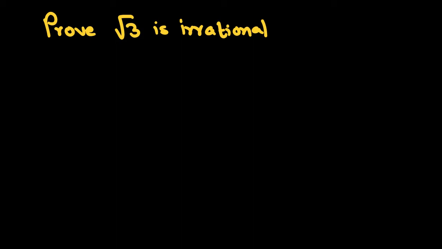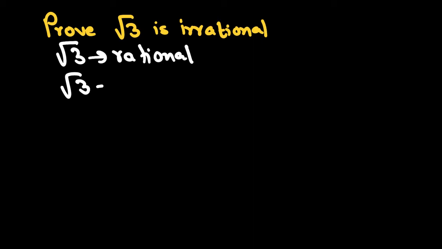Let's try this. Prove root 3 is irrational. On the contrary, let us assume that root 3 is rational. So we are assuming that root 3 is rational. Now if root 3 is rational, then we can consider that root 3 will be equal to the fraction of some integers a over b, where a and b are co-primes. Co-primes meaning the common factor of a and b is 1.